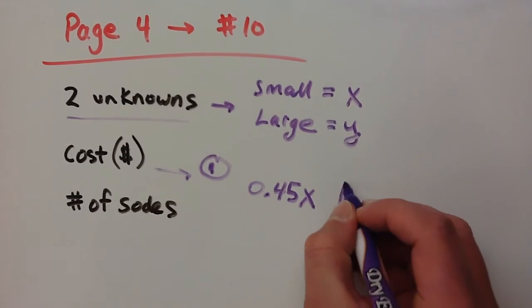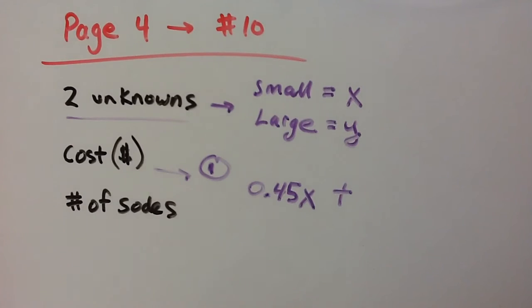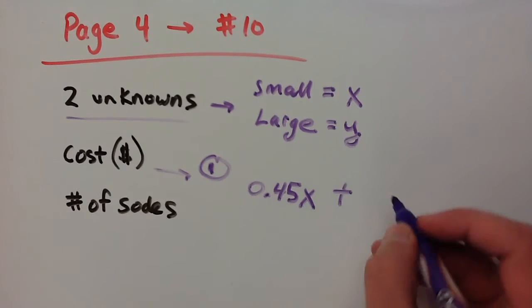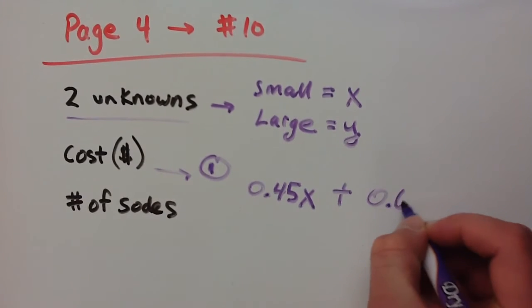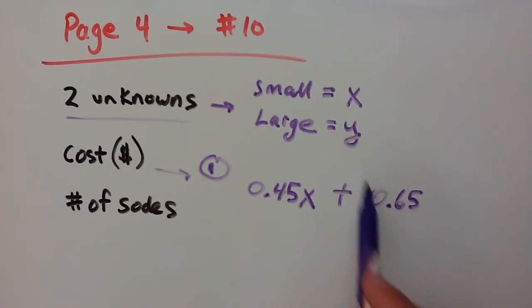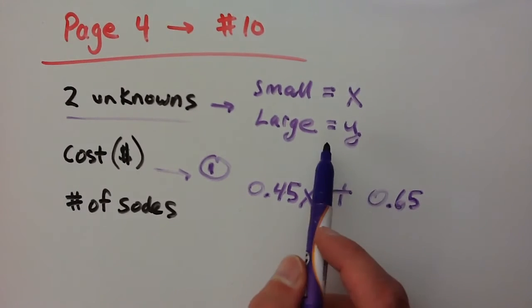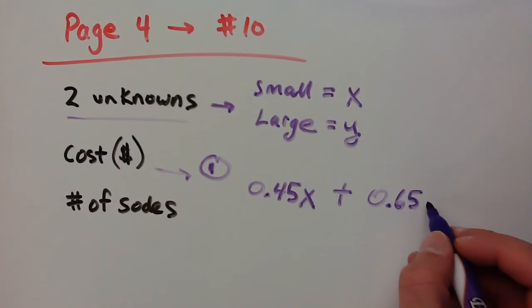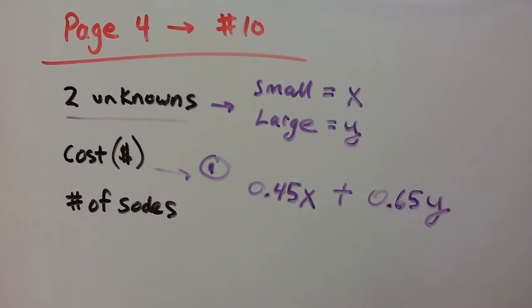Plus, you're also selling some large sodas. And how much is a large soda? What does it say in the problem? It says 65 cents, right? So that would be 0.65. It's 65 cents for every large soda. So 65 cents times the number of large sodas, which we're letting y represent.